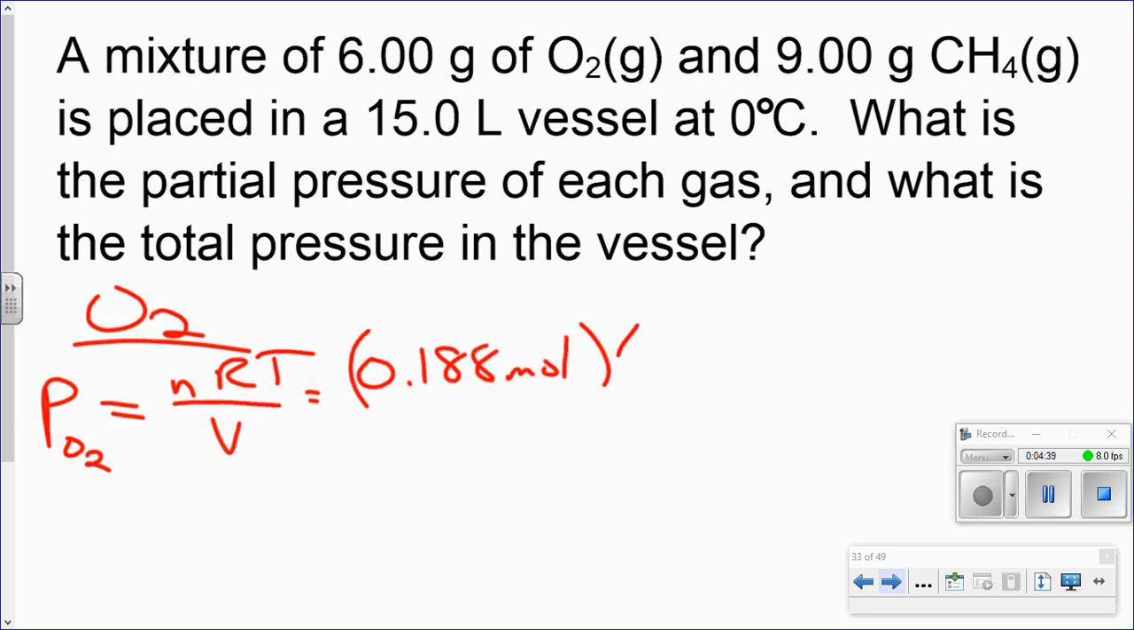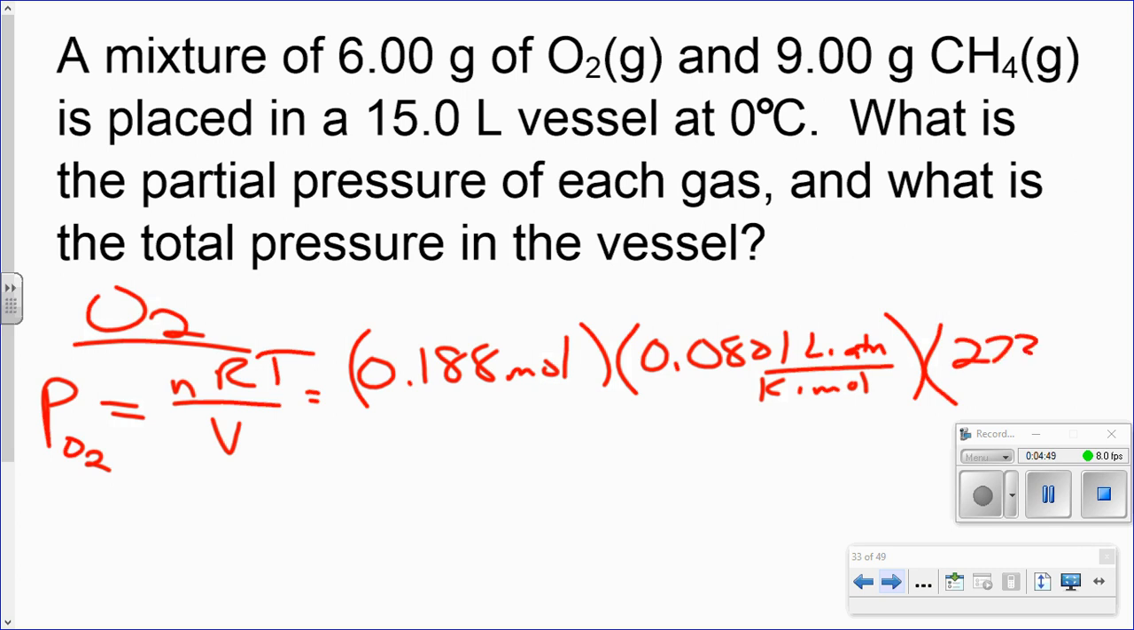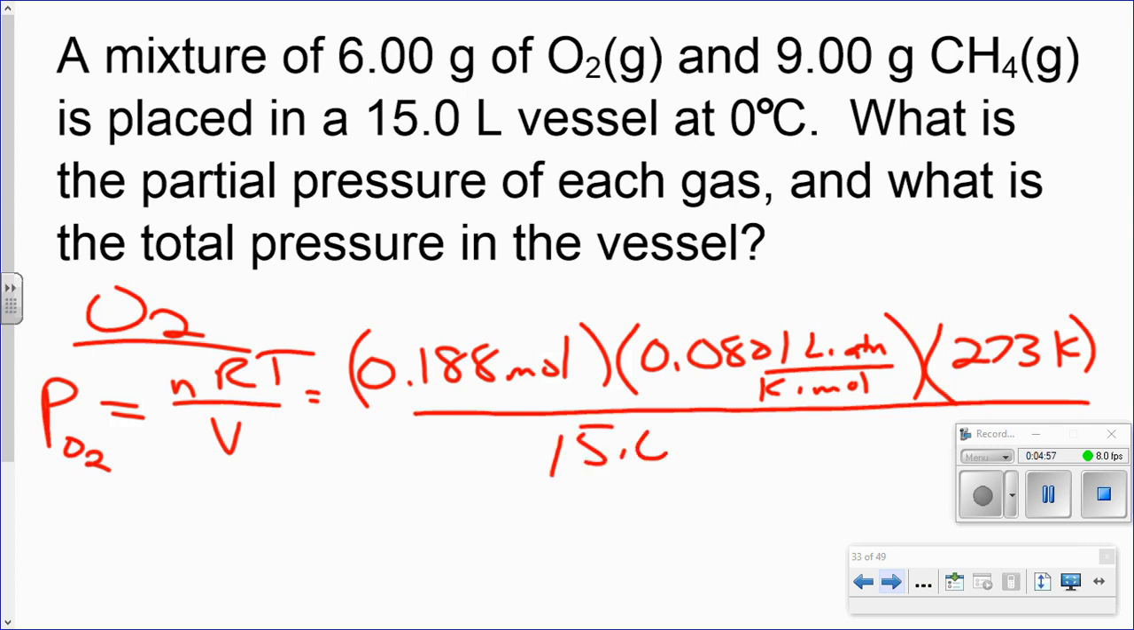And we have our R, which is 0.0821 liters atmospheres over K mole. And what's our temperature? 0 degrees Celsius, so that's 273 Kelvin. Yes, we have to convert to Kelvin. We can never forget that. And what's our volume? 15 liters, and it's already in liters, so that's cool.